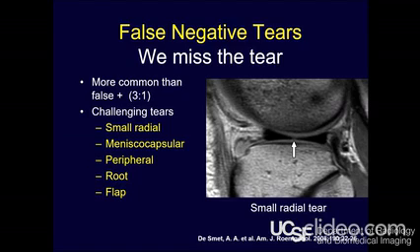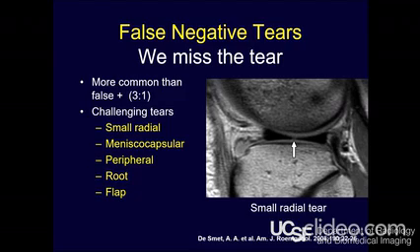So what I'd like to do is say when we miss a tear, the false negative tears, which are more common than 3 to 1. And this is a more common problem, and we'll focus on these challenging tears, including just where the zero is pointing, a very small radial tear in the bow tie. It shouldn't have that little intermediate signal in the middle. So that would be a radial tear coming from the free edge.